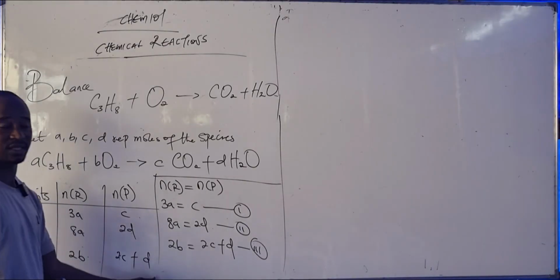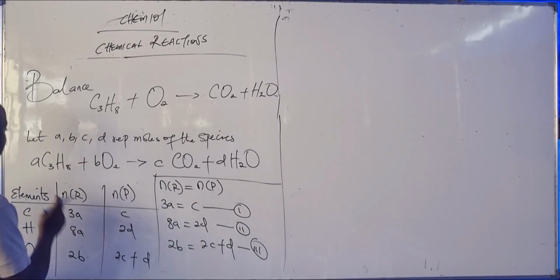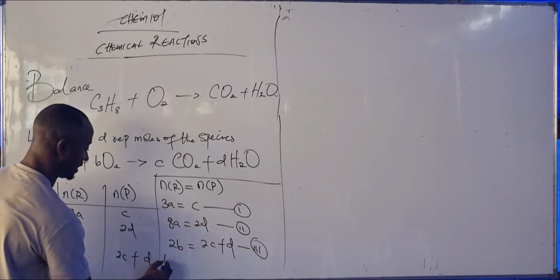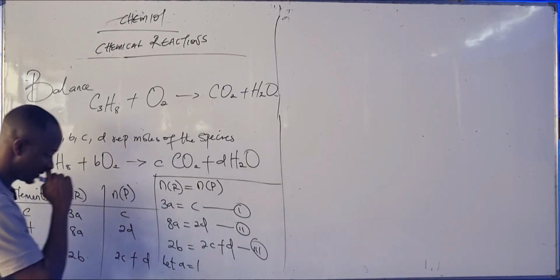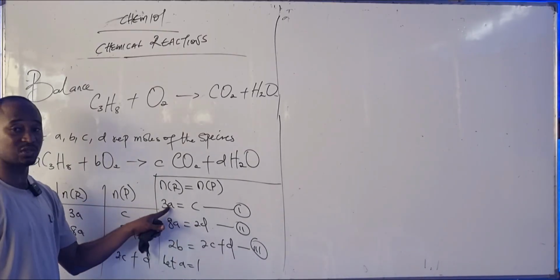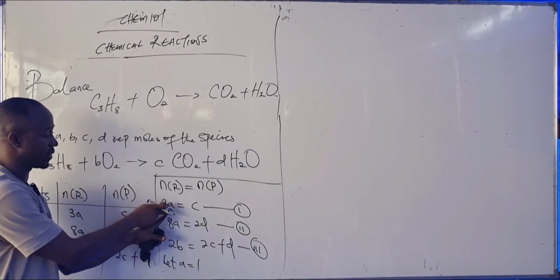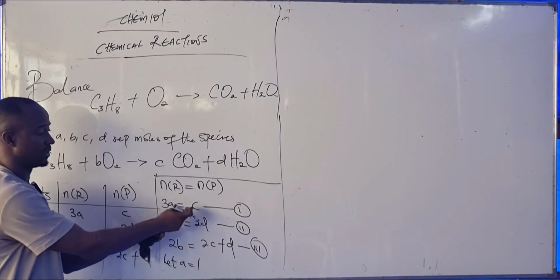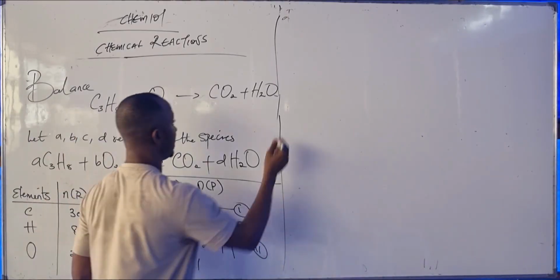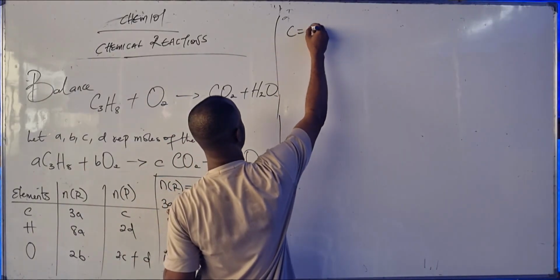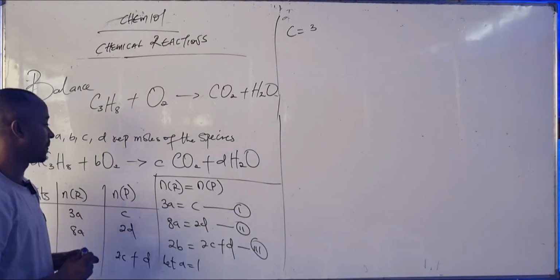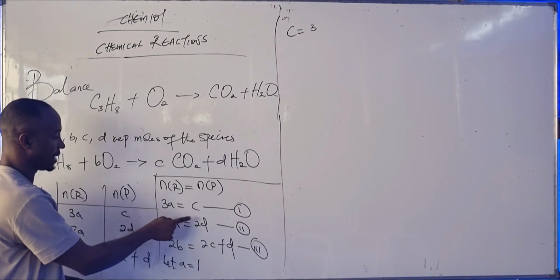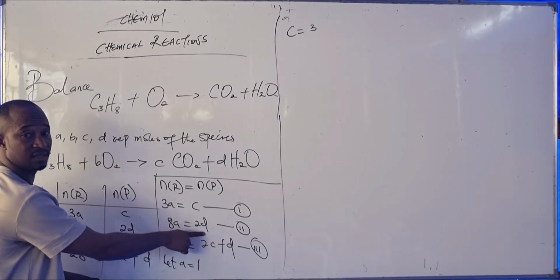Now, what's the first thing we say? What's the first assumption? From here, our A is 1, right? So select A equals 1. If A equals 1, that means my C is what? 3 times 1 is 3. So C equals 3. Is that clear?